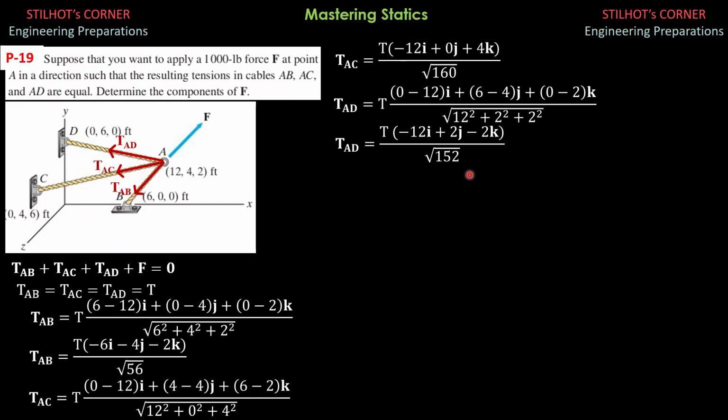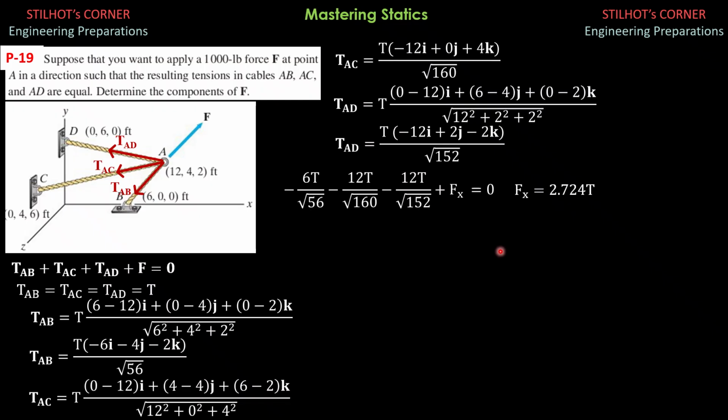So summation forces X equals 0. So X components of these forces equate to 0. So that would be negative 6t over square root of 56. Then negative 12t over square root of 160. Negative 12t over square root of 152 plus Fx equals 0. So Fx is equal to 2.724 of t.